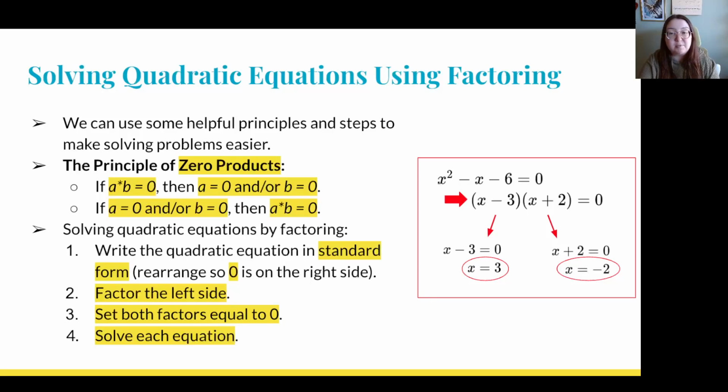Then step 2 is you factor the left-hand side, so you factor your trinomial. Step 3 is to set both factors equal to 0.